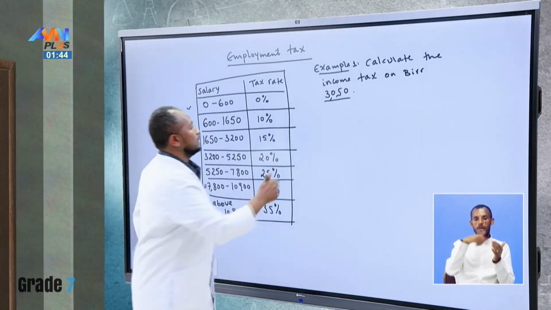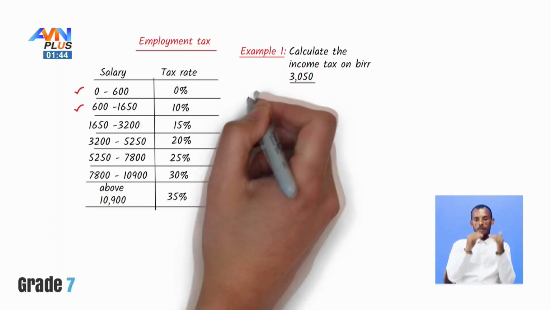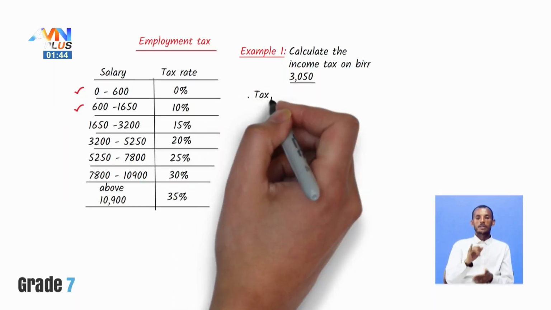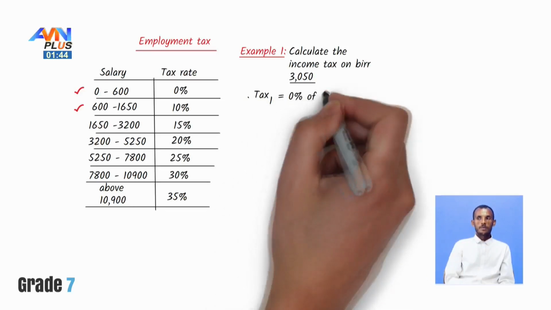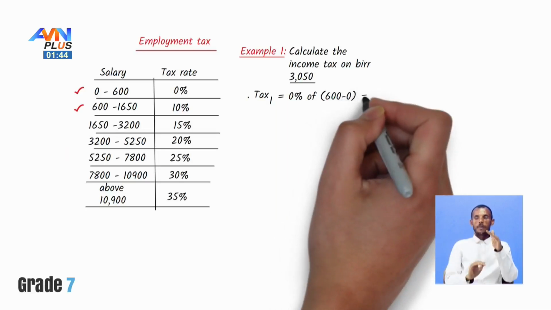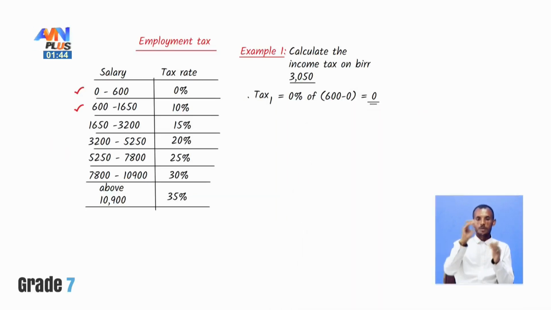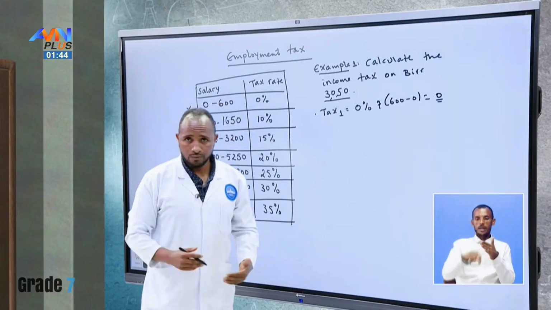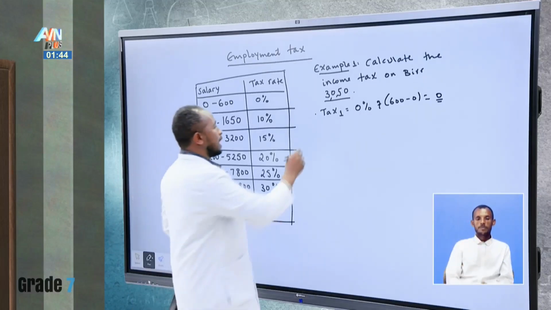Therefore, now here for interval 1, let's say tax 1. This is for interval 0 to 600. For this, 0% of the difference, 600 minus 0, will be paid. This will be 0. For this interval of income, the tax paid will be 0. Now we'll proceed to the next portion. Tax 2.